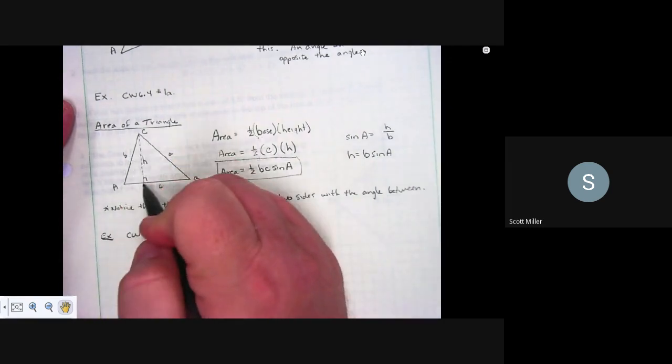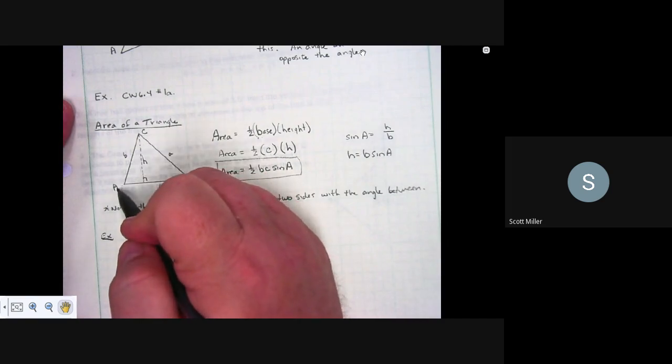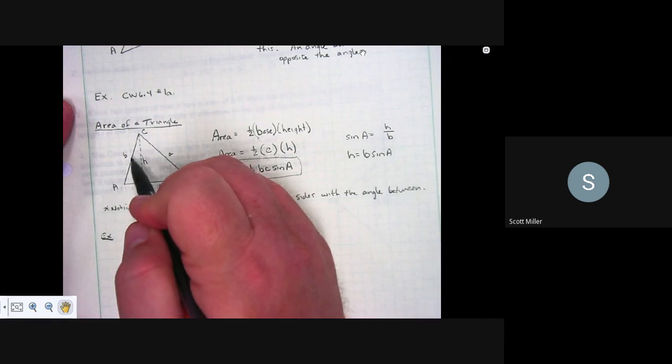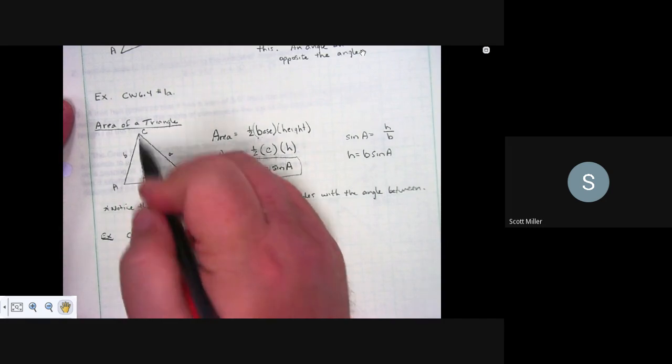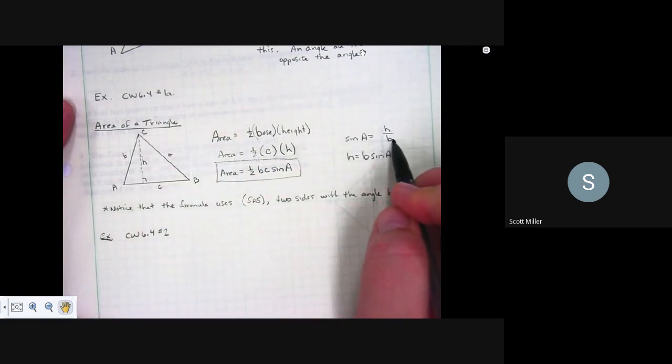But once I've drawn this with all the stuff in here in my trig ratios, I see that I have a right triangle sitting right here. Since I have a right triangle, the trig ratios apply. Here's angle A. H is the side opposite. And B would be the hypotenuse of the small triangle. So that is the sine function. And so that's why I wrote it over here as the sine of angle A is the opposite over the hypotenuse. See, H over B.